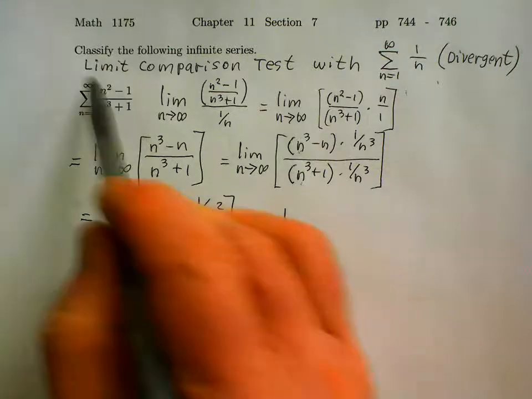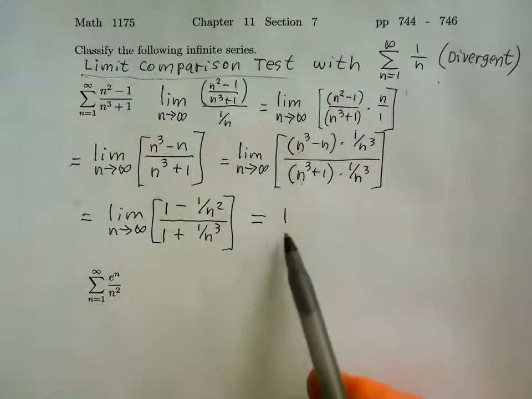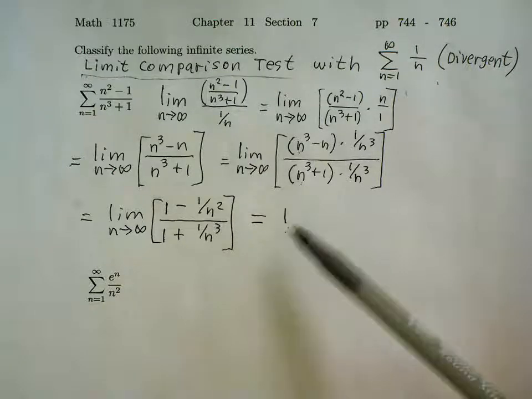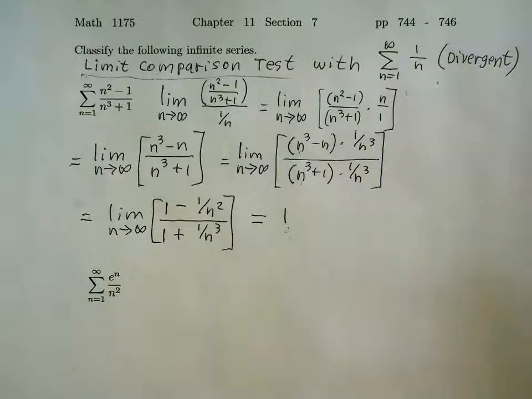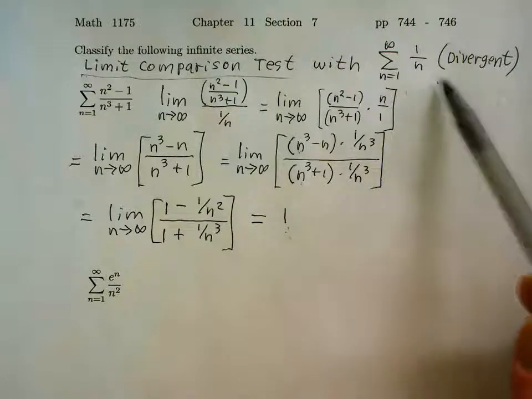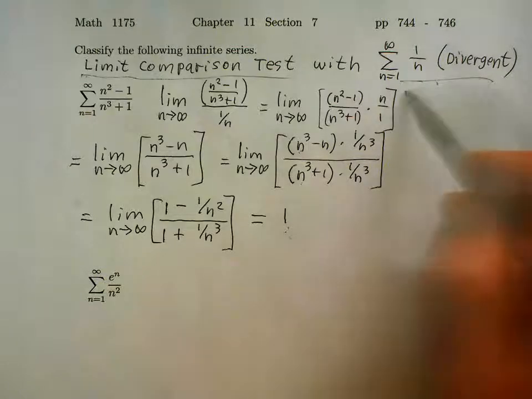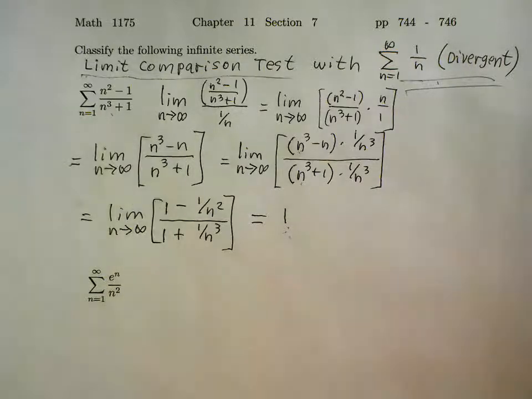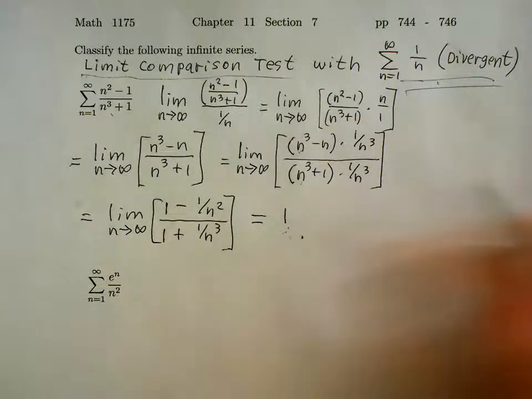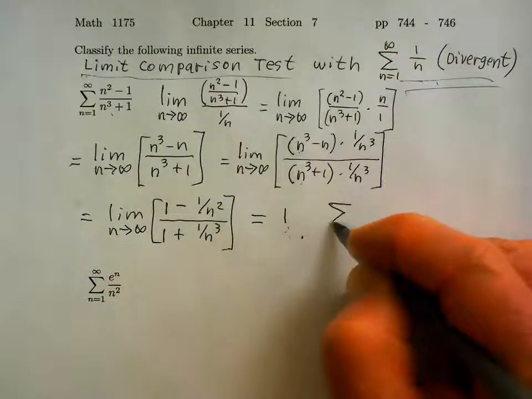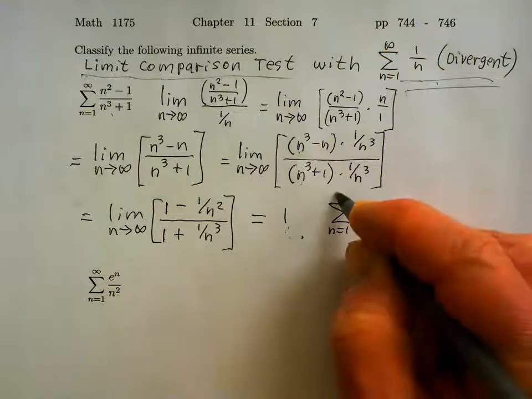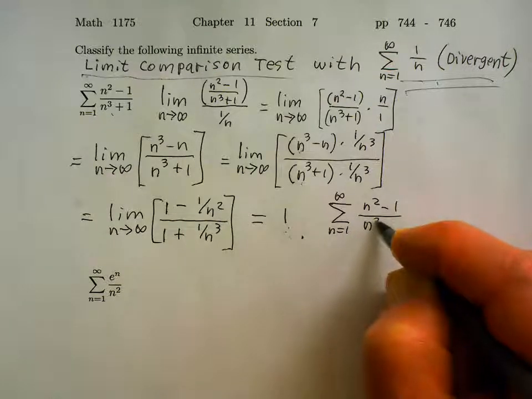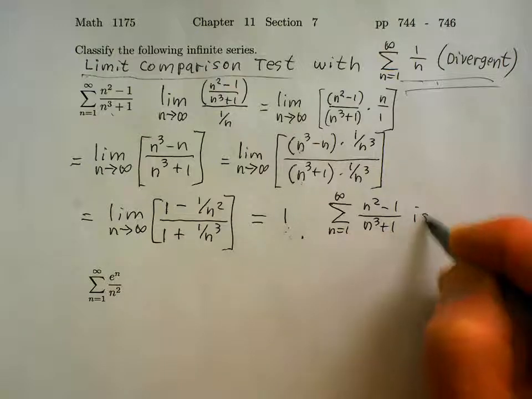Okay, so in the limit comparison test, if the limit is a positive finite number, then both series do the same thing. So since the series that we chose to compare it with is divergent, the given series diverges also. So this series is divergent.